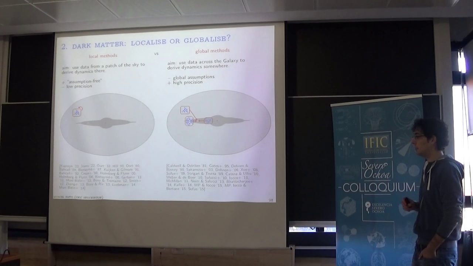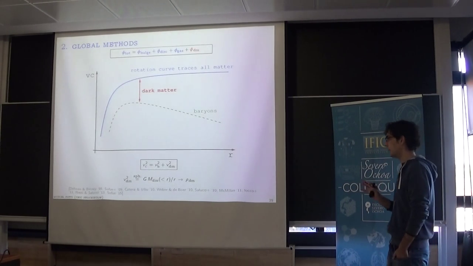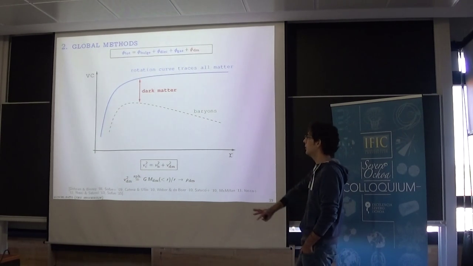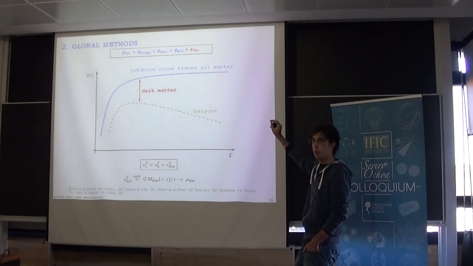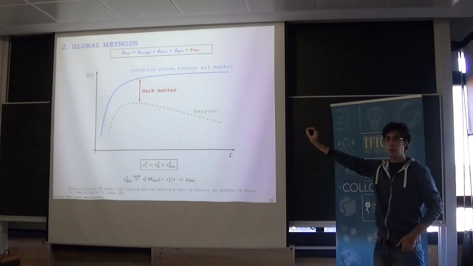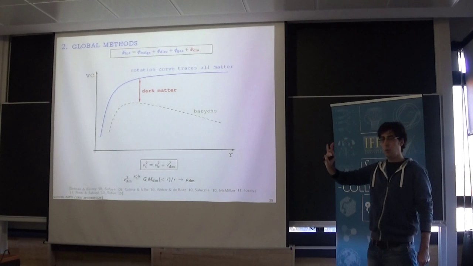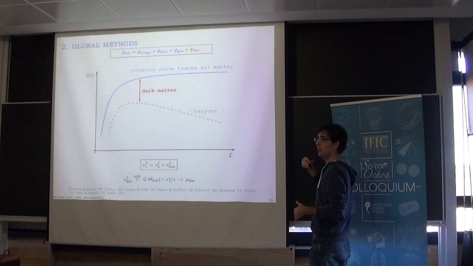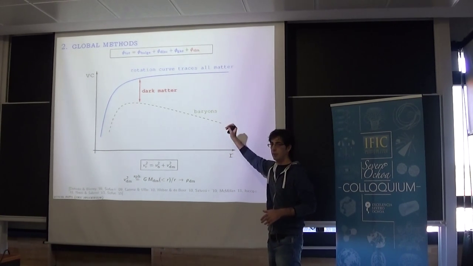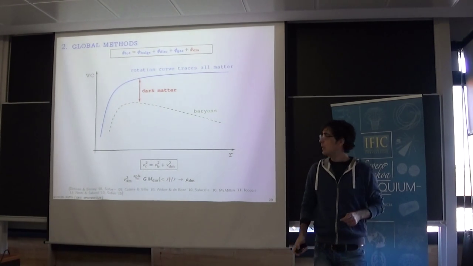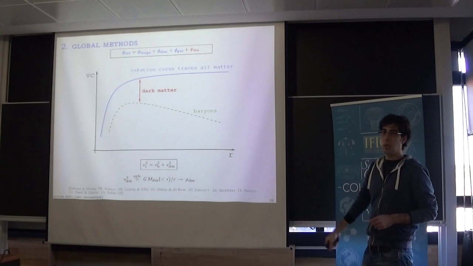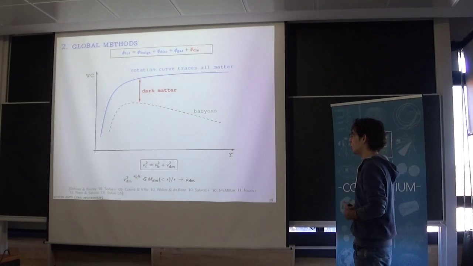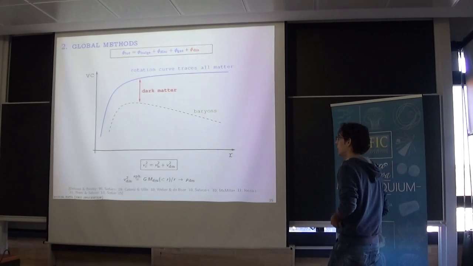Okay, now I'll focus a little bit on global methods, and I basically already told you the idea. You have the rotation curve that will trace all the matter in our galaxy. You have an idea of how the baryons are distributed in the galaxy, and therefore their contribution to the rotation curve that I depict here in green. And then the difference between these two can be used to constrain the dark matter distribution.